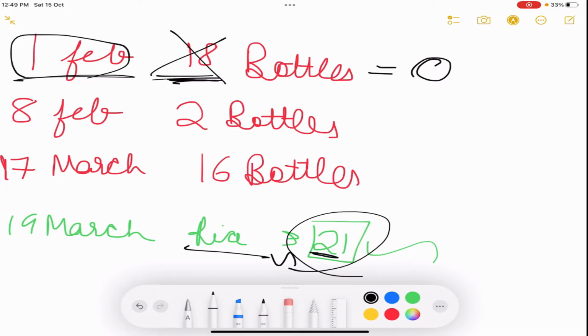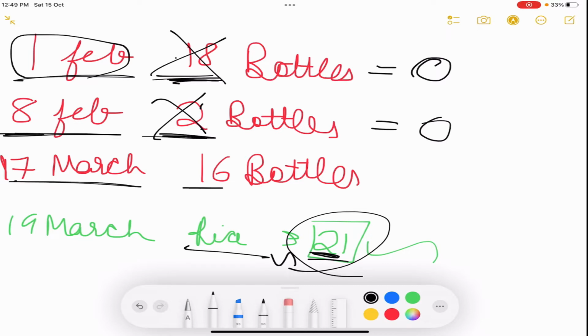Now, out of 21, 18 I have given. How many more are left? 3 are left. So I'll go to the next inventory, which is the 8th Feb, and give her these two. So then this also becomes 0. Now I have given her 19 out of 21. I have to still give her one more, right? So on 17th March, I will minus 1. So when you subtract 1, you will be getting 15.